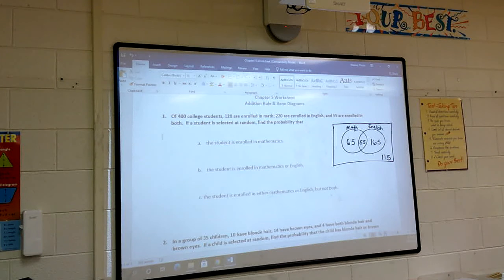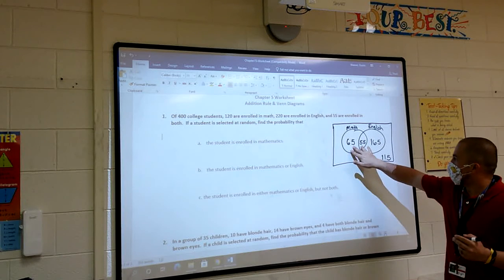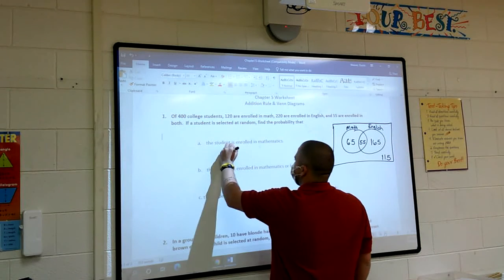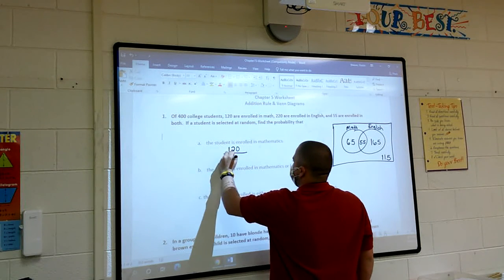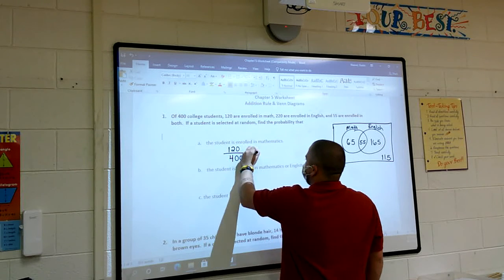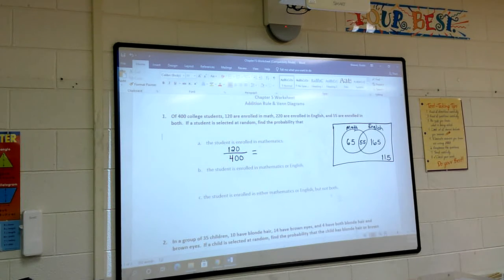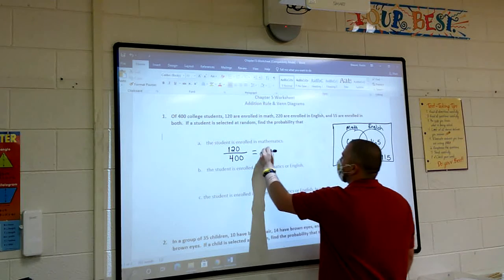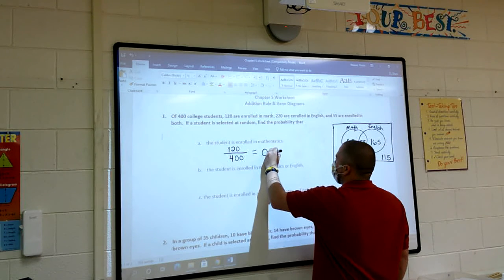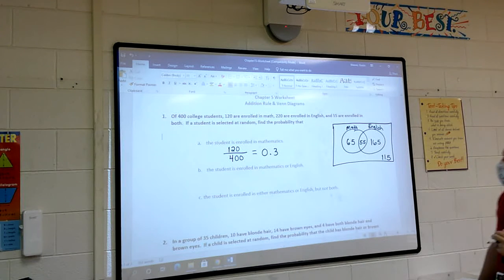So you have to be careful on the questions that you're specific and that you write the fraction and the decimal. So the student is enrolled in mathematics. So there are 120 out of 400 that are enrolled in mathematics. And so you want to write that decimal. And that is what? 0.3. Okay? So 30% basically.